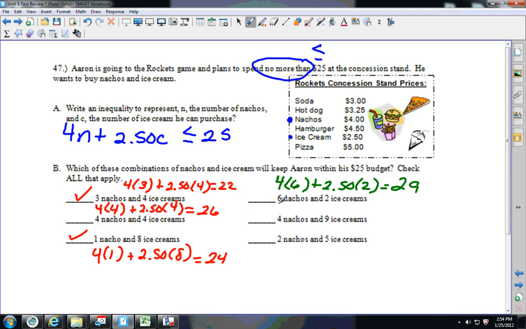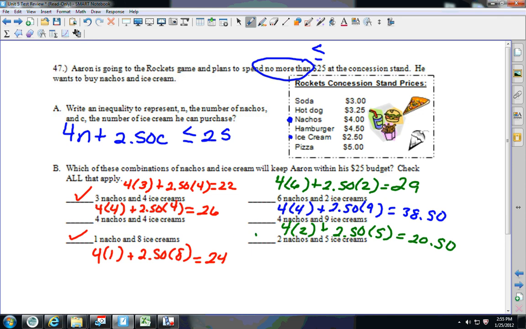The next one, $4 times 4 nachos plus 2.50 times 9. So you have 16 plus 2.50 times 9. That gives you, whoa, that's a lot, $38.50. That doesn't work. So we could try the next one. $4 times 2 nachos. So you have $8 plus 2.50 times 5. That gives you $20.50. Sure enough, that would work in our budget.